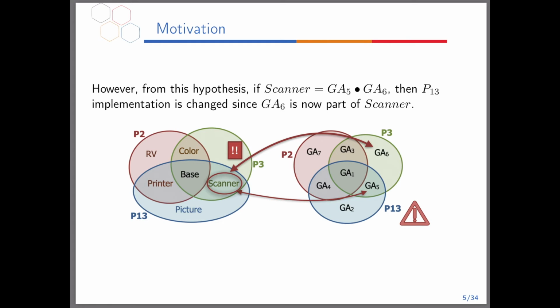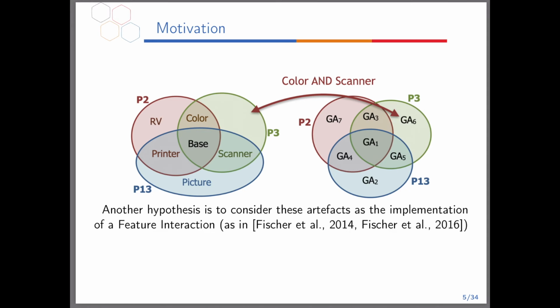However, by doing so, we actively modify the initial implementation of any product that were implemented with scanner, such as P13. Now reproducing P13 by selecting scanner will thus force GA6 into its implementation, which hasn't been its initial implementation in the first place. Another hypothesis is to consider that GA6 is the implementation of a feature interaction. This hypothesis is also shared by some works, such as the one of Fischer et al.